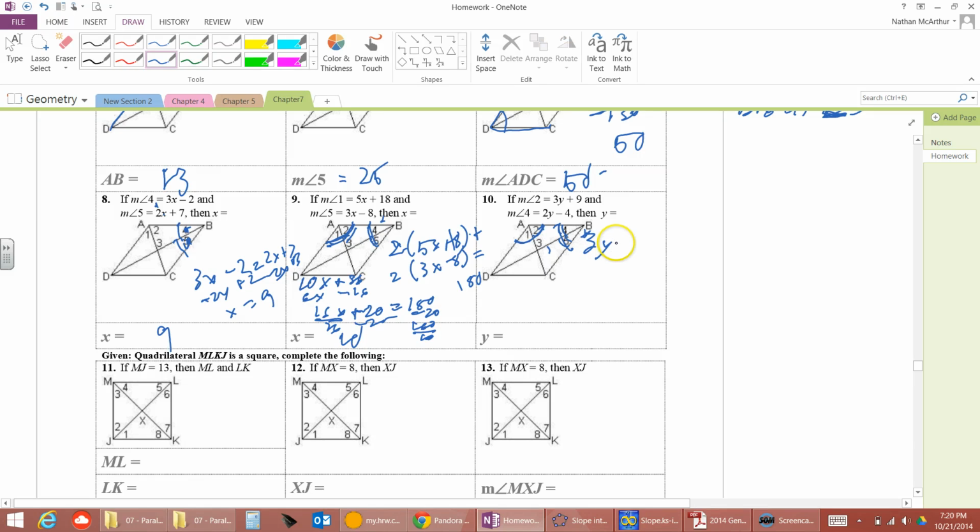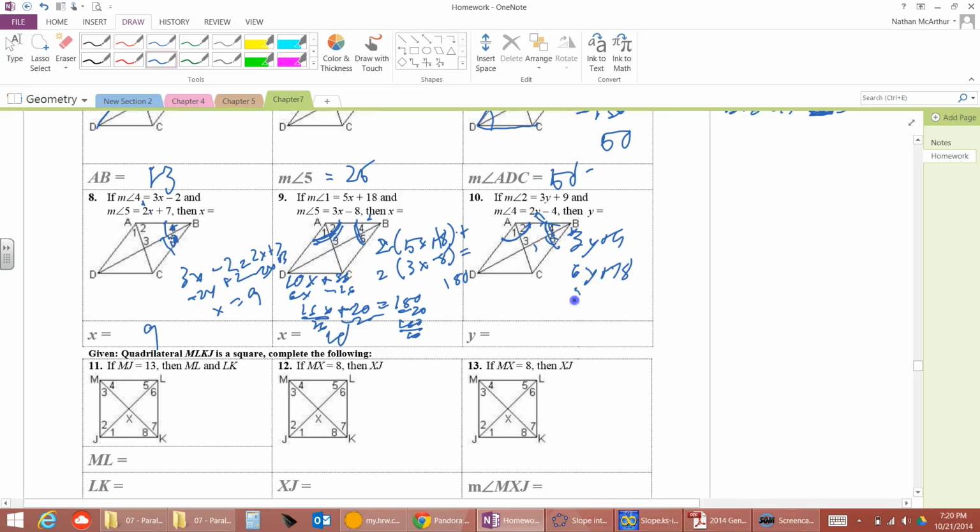3y plus 9. I times that by 2. I'm going to get 6y plus 18. And then I times this one by 2, and I get 4y minus 8. I combine them together to get 10y plus 10, and that's equal to 180. I subtract 10 over here, I get 170. Divide by 10, and I get y equals 17.